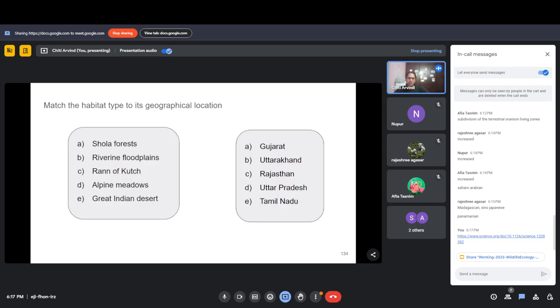Okay, so now let's zoom into our country a little bit, and I have listed out on the left side several types of habitats, and these are the states that you find them in. I would like you to match the following and tell me which is the correct answers. So you can just use the chat box and tell me.